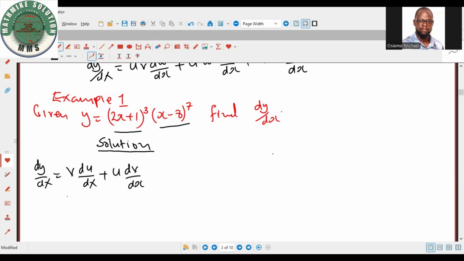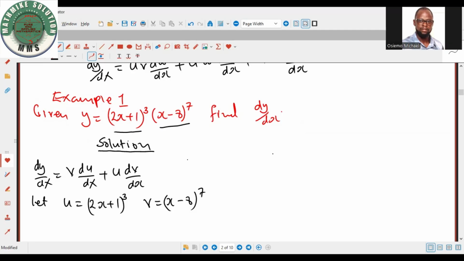So in this case, we let our u be equal to the first function, which is (2x + 1) cubed, and v be equal to (x - 8) raised to the power 7.